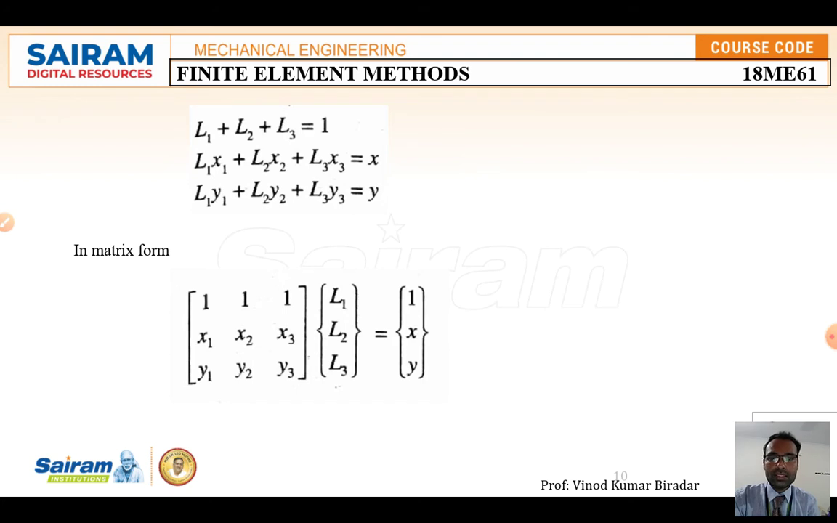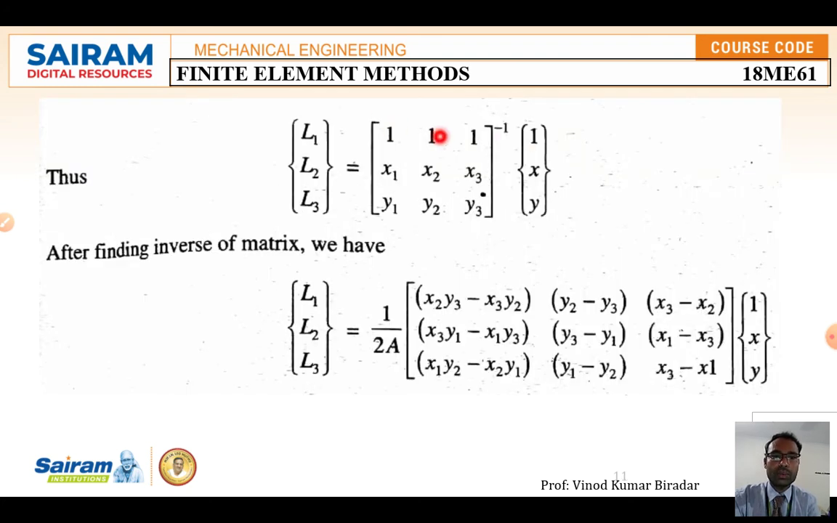So write down here the transpose, that is 1 divided by, transpose, nothing but 1 divided by the matrix 1 1 1, x1 x2 x3, y1 y2 y3, times 1 x y. So after finding the inverse of this, how to find the inverse, I have given the detail in the lecture notes.